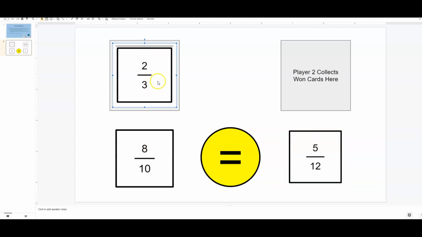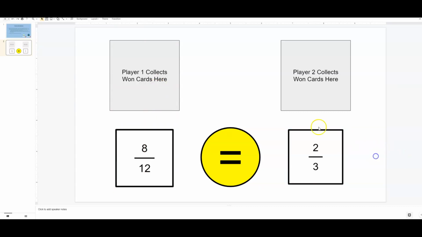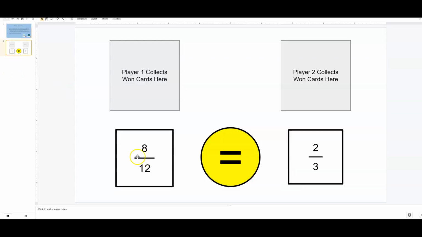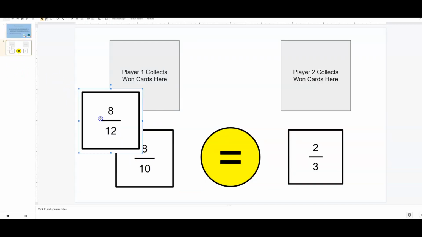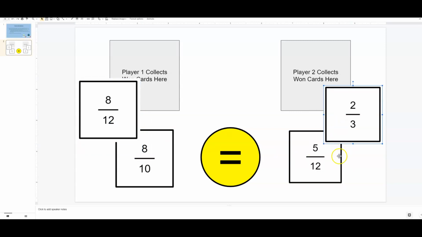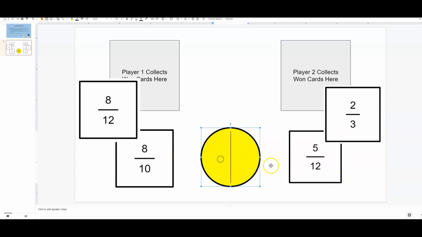But because they are both the same, if they are equivalent, each player then reveals their next card. Players again compare the fractions, and the player with the largest fraction gets all of the cards. So I'm going to reveal my next card, which is 8/10 and 5/12. I then compare to see which is the larger fraction.